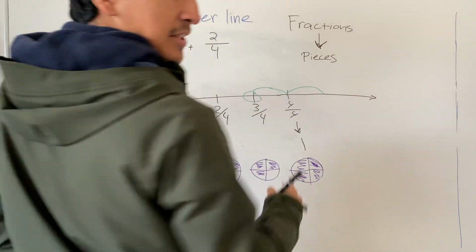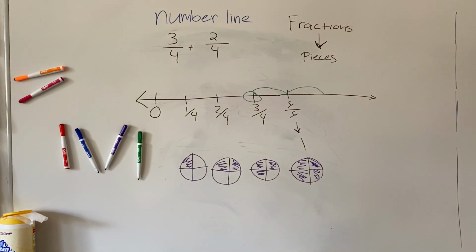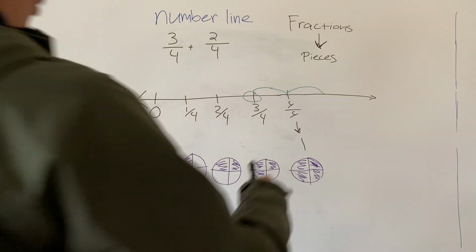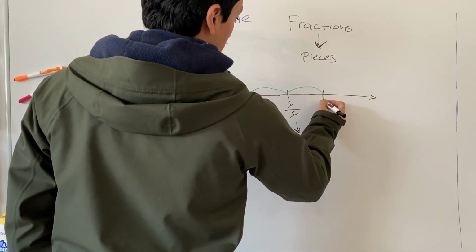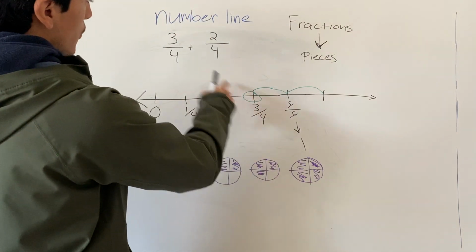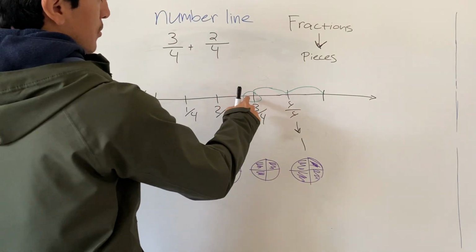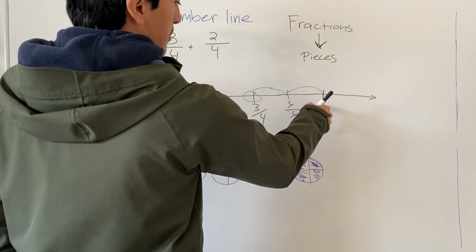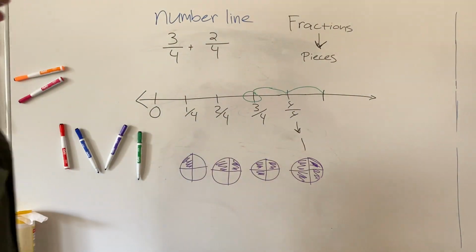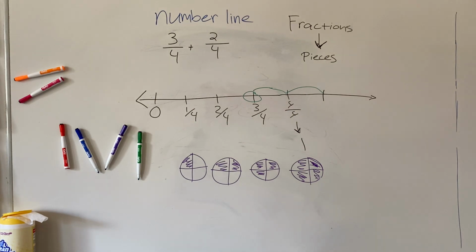What's going to be right here? Take a moment and think about it. Pause the video and see if you can find out what's going to be on this side right here. What's going to be on this tick mark? Because remember, I have 3 over 4 and I'm adding 2. So I make 2 jumps, 1, 2. What's going to be right here? What should be right there? Go ahead and pause the video. I'm trying to figure it out.